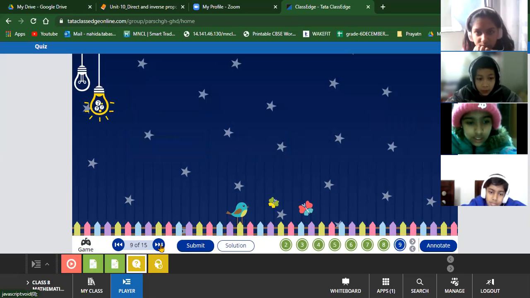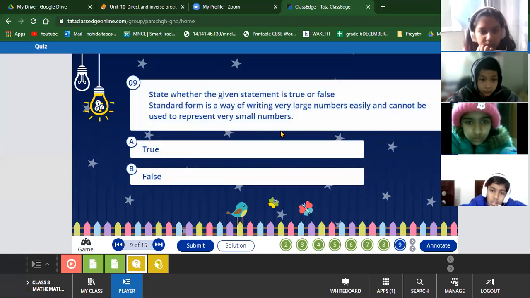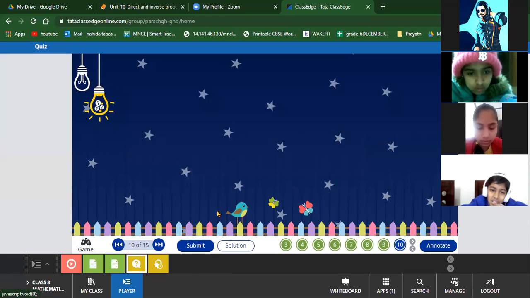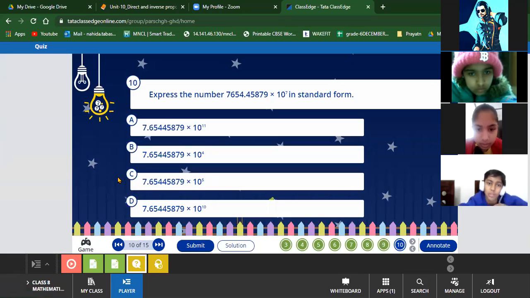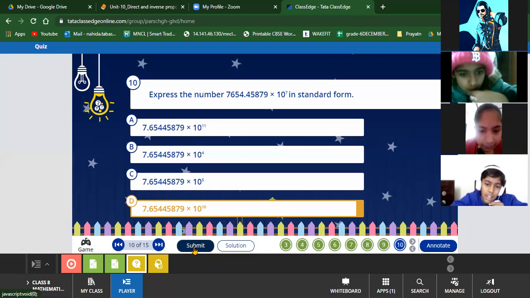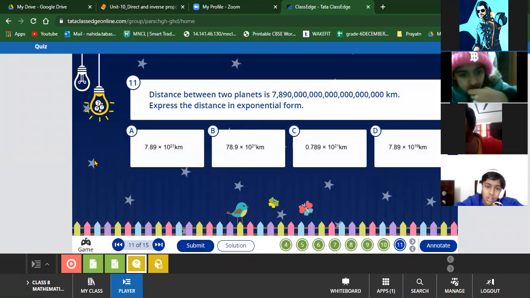Very good. Next. State whether the given statement is true or false. It is a way of writing very large numbers easily and cannot be used to represent very small numbers. False. It can be. False. Right? Next. Express the number in the standard form. It will be D. Right. Next, distance between the two planets. Express the distance in the exponential form.